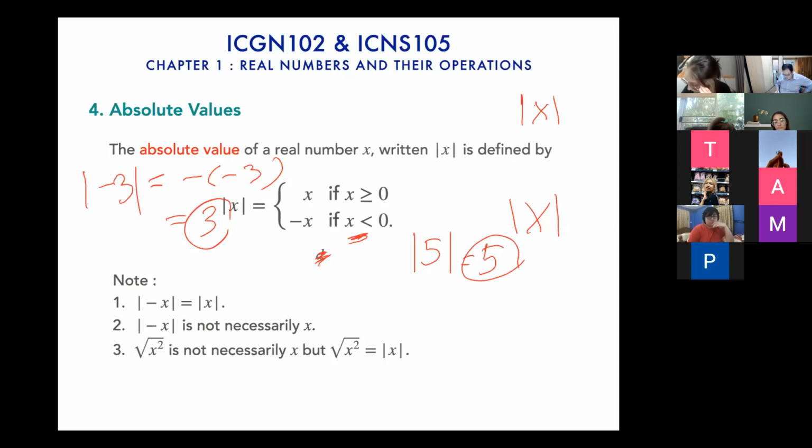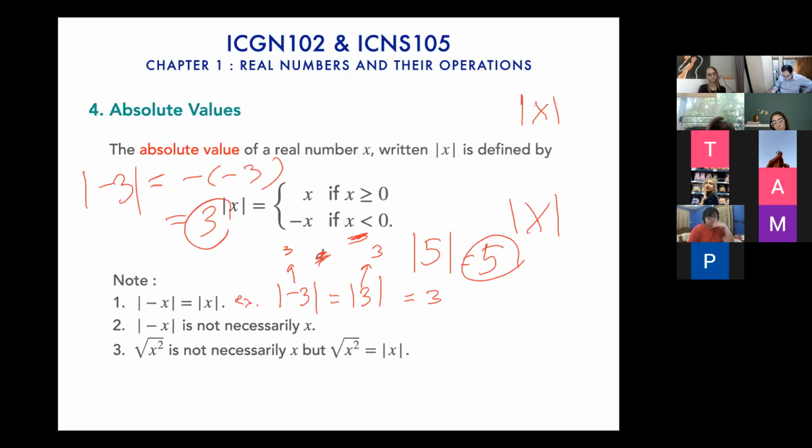The note here is that the absolute value of negative x equals the absolute value of x. For example, absolute negative 3 equals absolute 3, because absolute negative 3 gives 3 as the answer, and absolute 3 gives 3 as the answer. When you put absolute value in, it means you want to make the answer positive. Then you get 3.